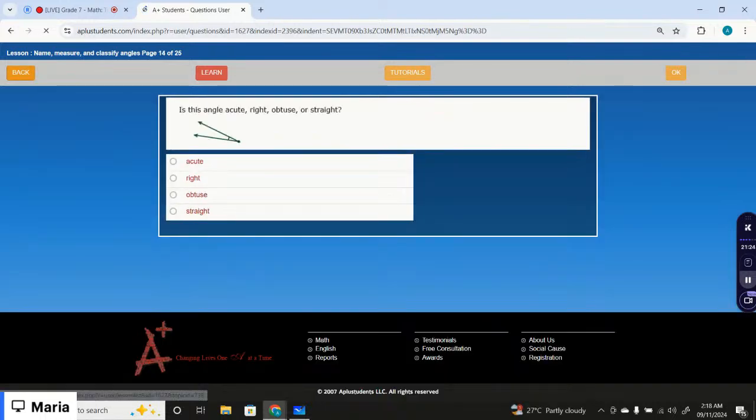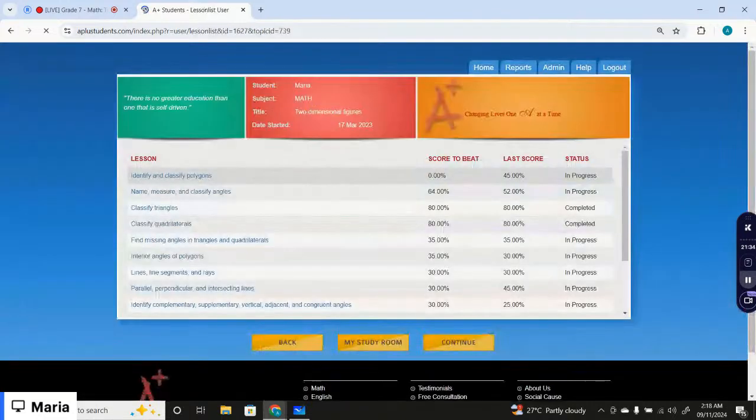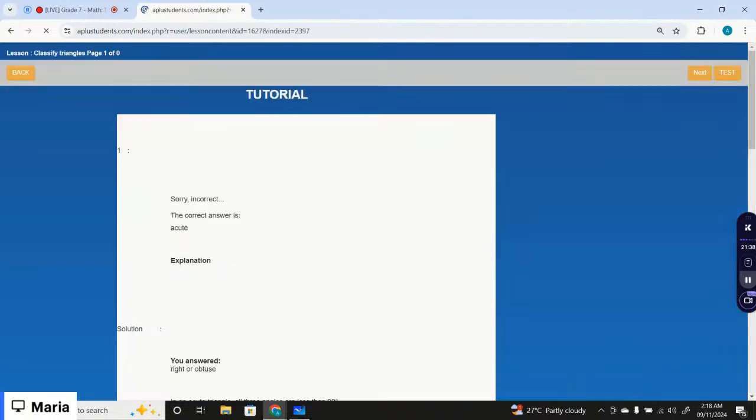Okay, you can complete the lesson by yourself later today. Let me just move on to the next lesson. The next lesson is classify triangles. Let's just start with the lesson. What kind of triangle is this?